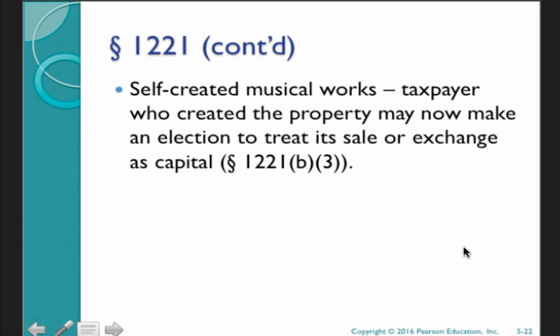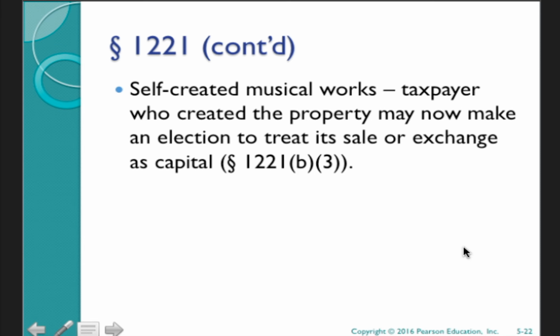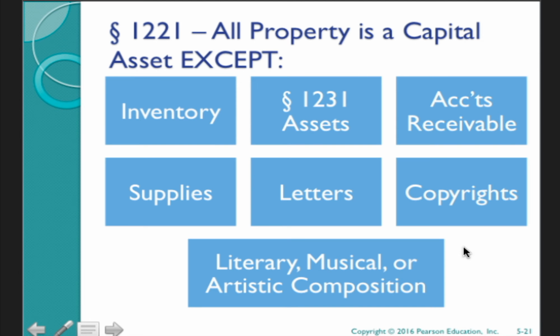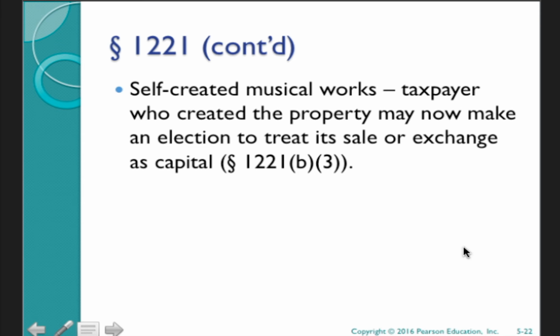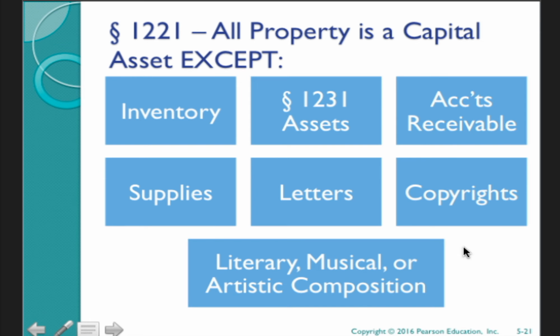So this exception exists for this literary, musical, or artistic composition. The taxpayer who created the property may now make an election to treat its sale or exchange as capital. So those are just for self-created musical works. So you see that as an exception there, but there's an exception to the exception. Section 1231 property includes trade or business property that is subject to depreciation and real property used in a trade or business. So again, that was one of the exceptions to property considered a capital asset.